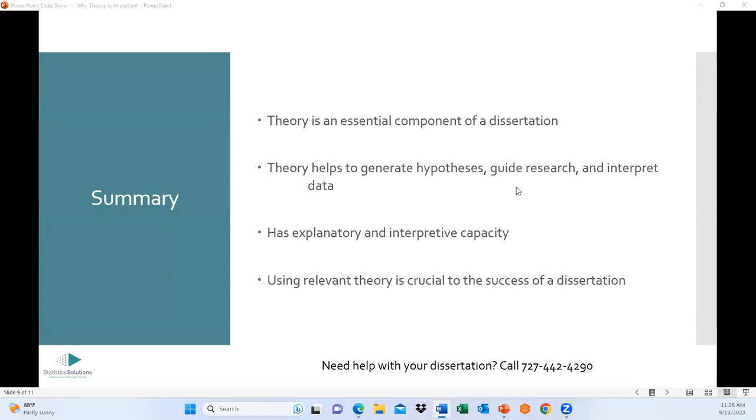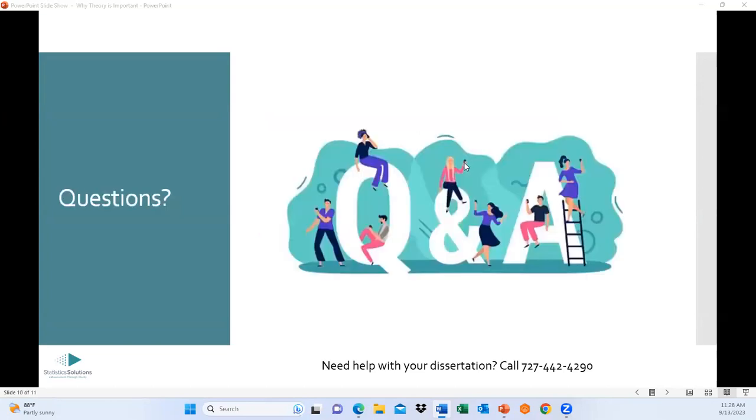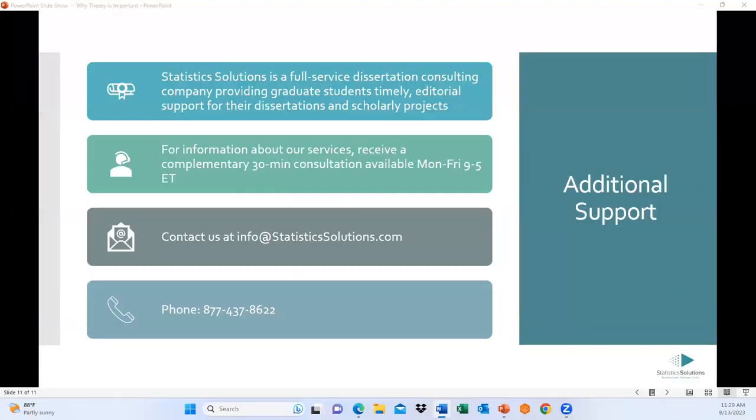And remember to use theory that's relevant to what you're doing, right? So if you're doing a study on motivation, make sure you have a motivation theory that aligns with the components of motivation that you're studying. And that's a general overall summary on theory for social science studies at the dissertation level. I'll open it up to questions, but I also should have put this at the beginning.